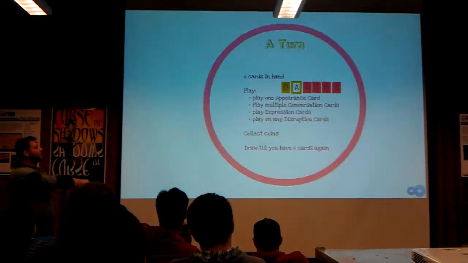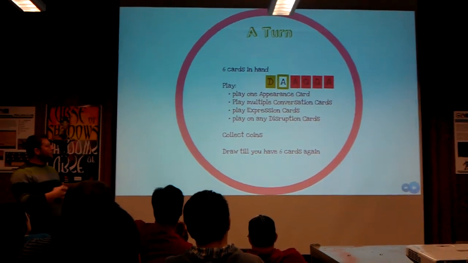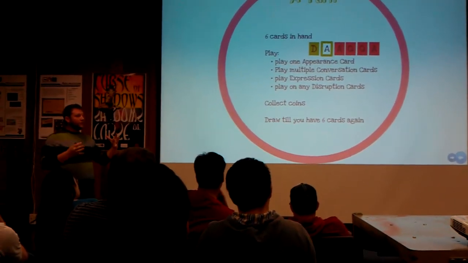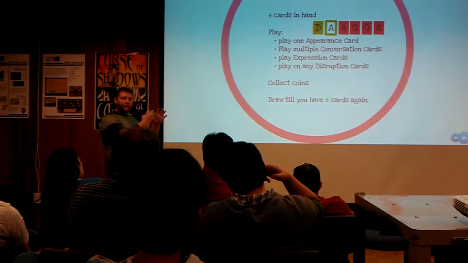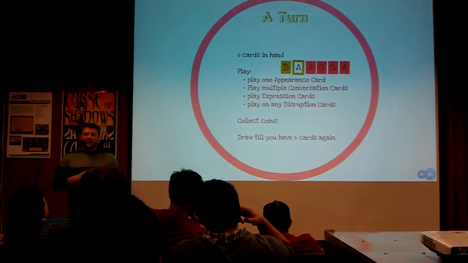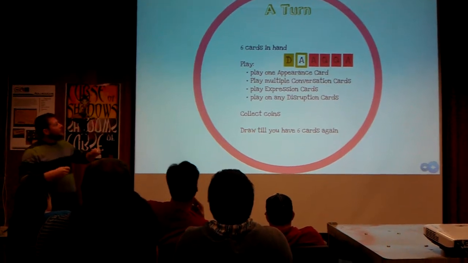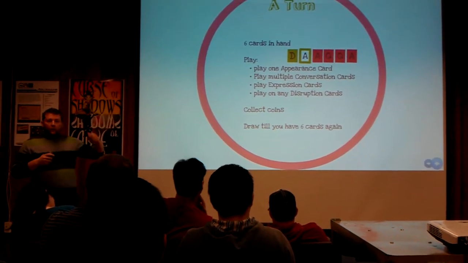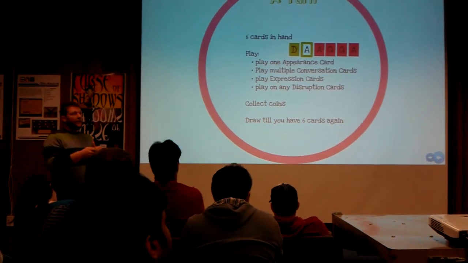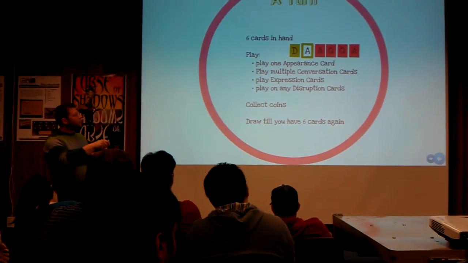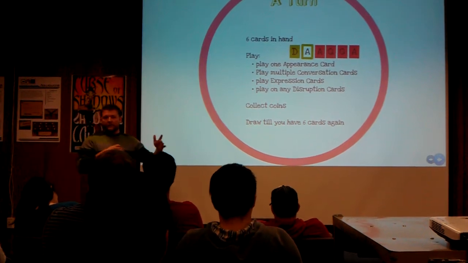Alright. One more thing before we go over a little more of the gameplay: in a single turn, you would have 6 cards in your hand already, and we may change this depending on how our play tests go in the next couple of weeks. But we decided on 6 cards, and in your play with those, you can lay 1 of the appearance cards, so the defense or offensive cards.